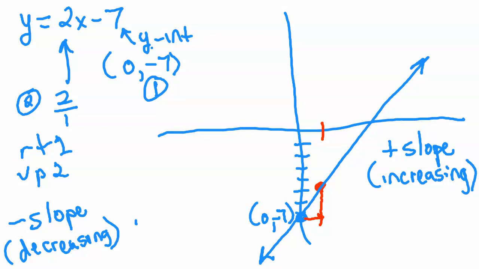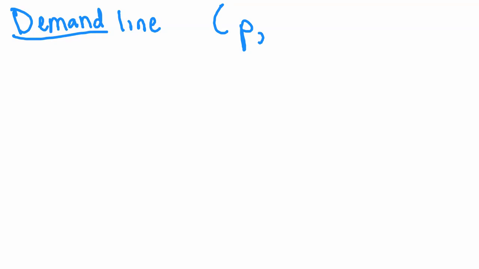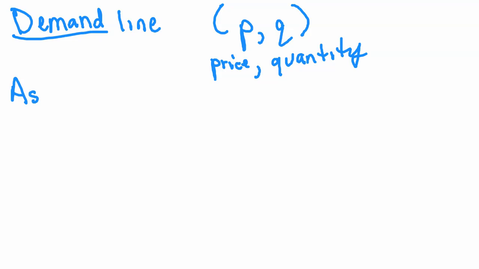Okay, then let's just do an economic example, the demand line. For the demand line, we have price and quantity. So x is our price and y is our quantity, price versus quantity. As the price of a product increases, just think of gas, as gas increases in price, then the quantity that's sold would go down. You buy less gas.